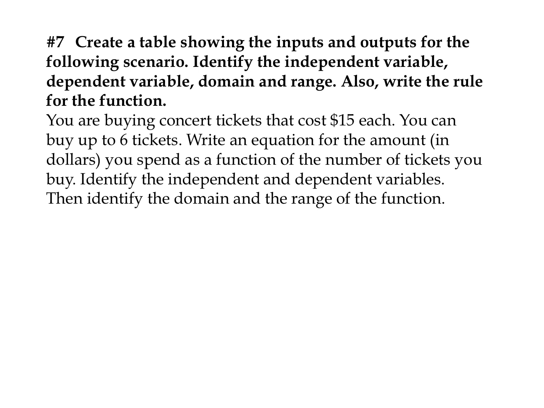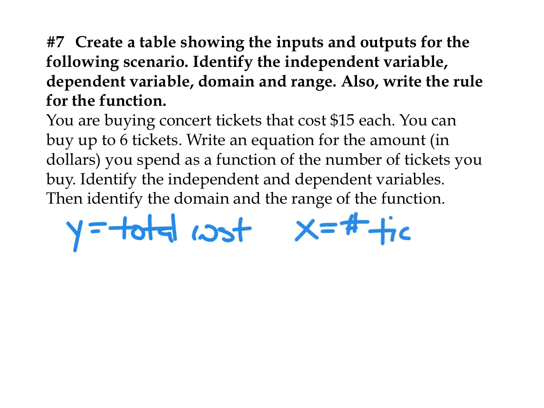You can use y and x if you want. Just always say what they are. So if y is the total cost and x is the number of tickets, those are our two variables. We're going to find some number of tickets we're buying and get a total cost based on that, right? So we're going to take each ticket we buy and multiply it by $15. So our equation, our rule for this situation, is y equals 15x.